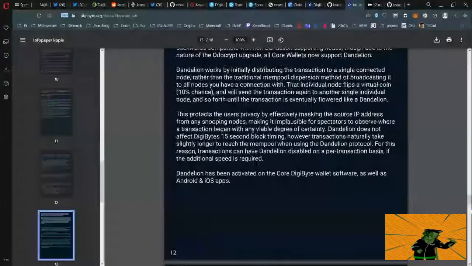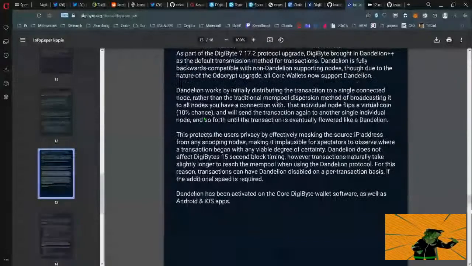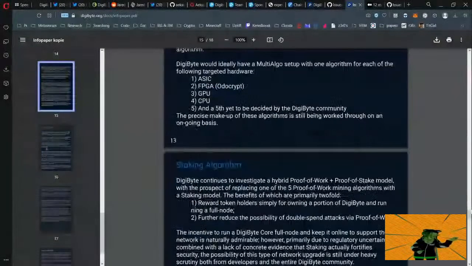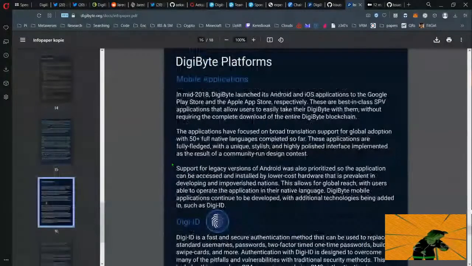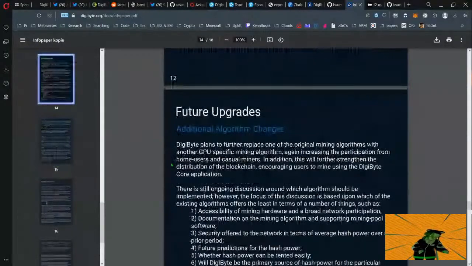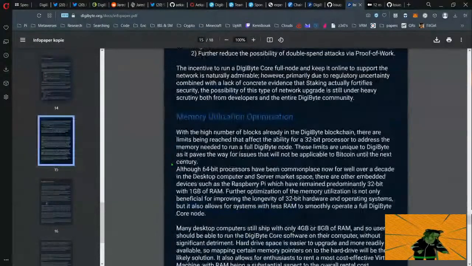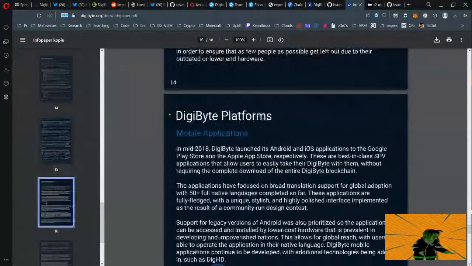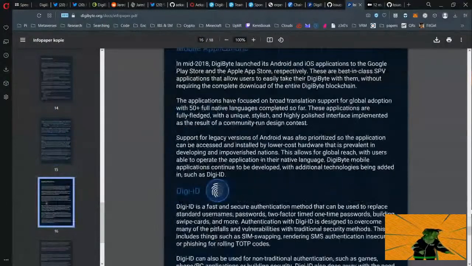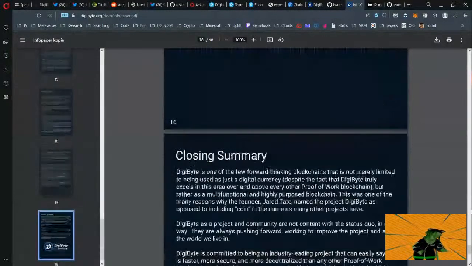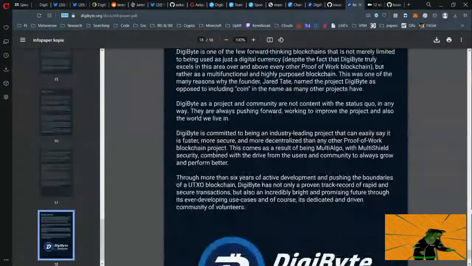So DigiByte has a ton of features and upgrades. They have a bunch more that they're looking at doing, but we're not going to look at what could be. We want to know what is and was. Everything all the way down to here, we start getting upgrades, right? So staking, maybe fixing their memory problem. And then here are applications that are actually produced. We see Digi-ID, digital assets, NFTs, and tokens.